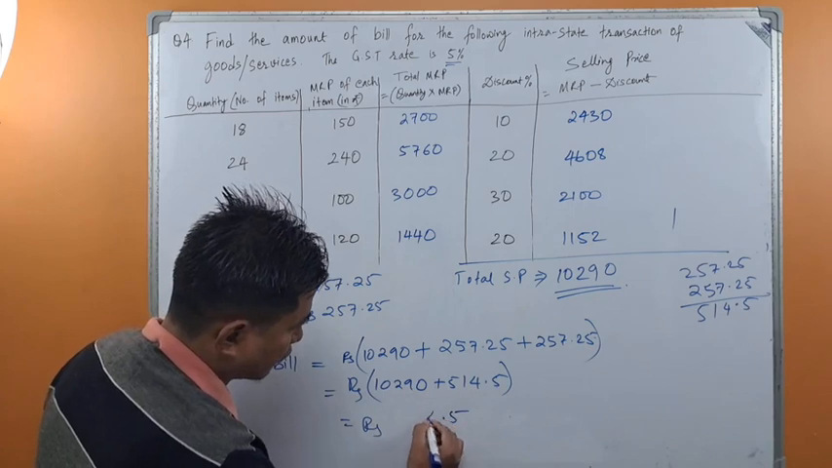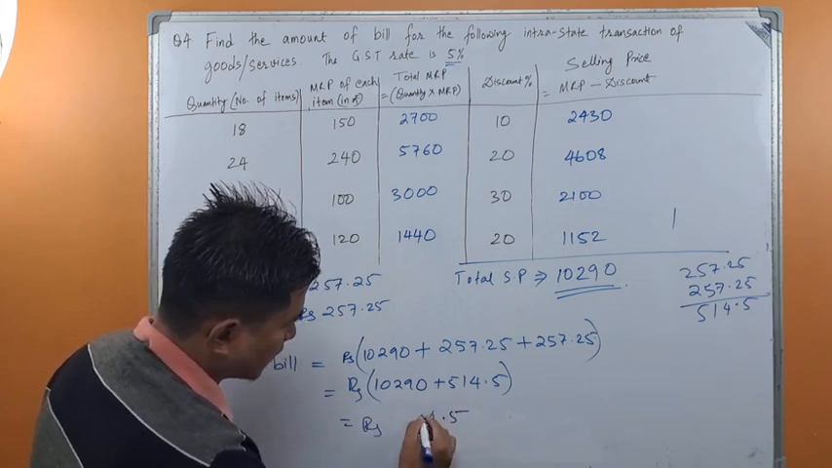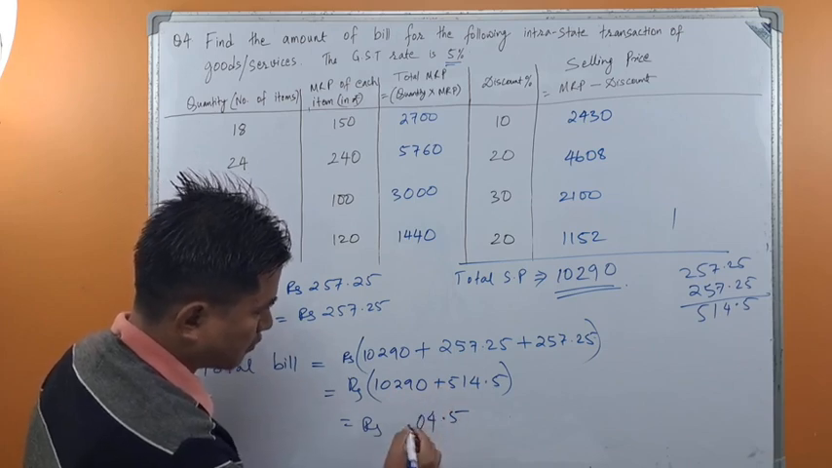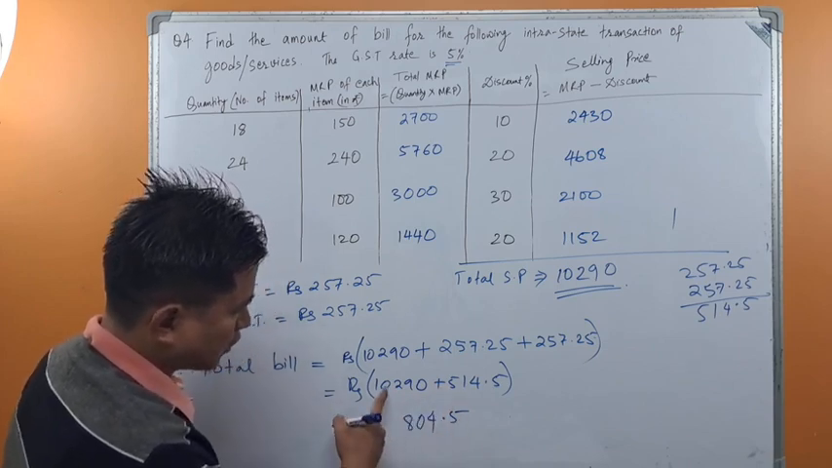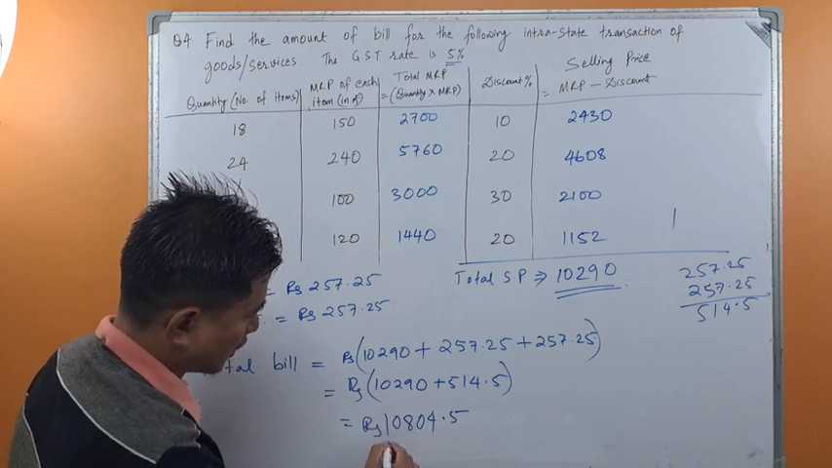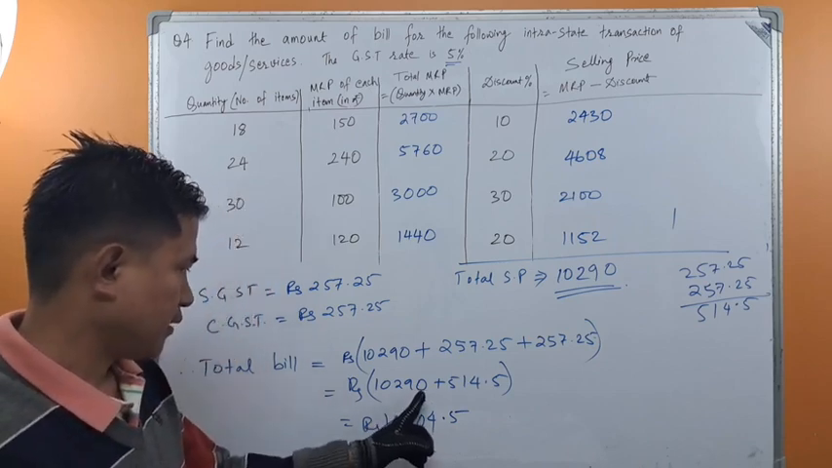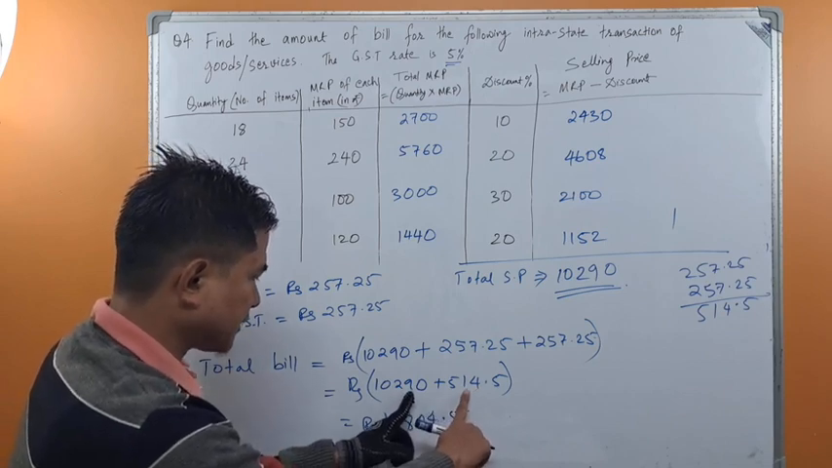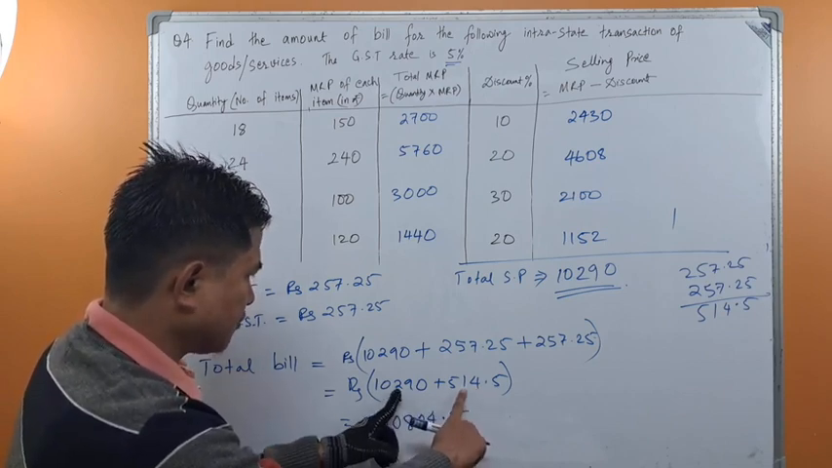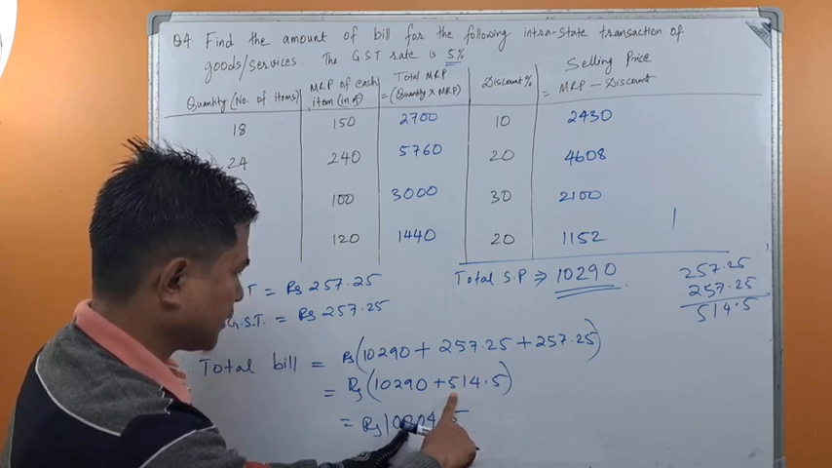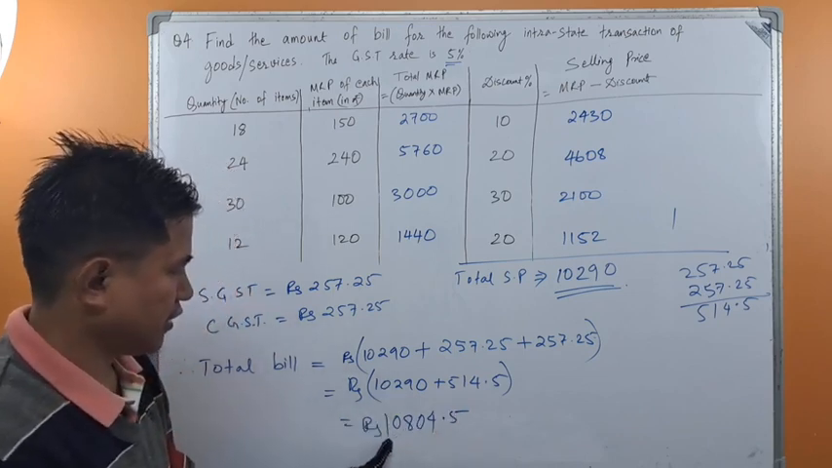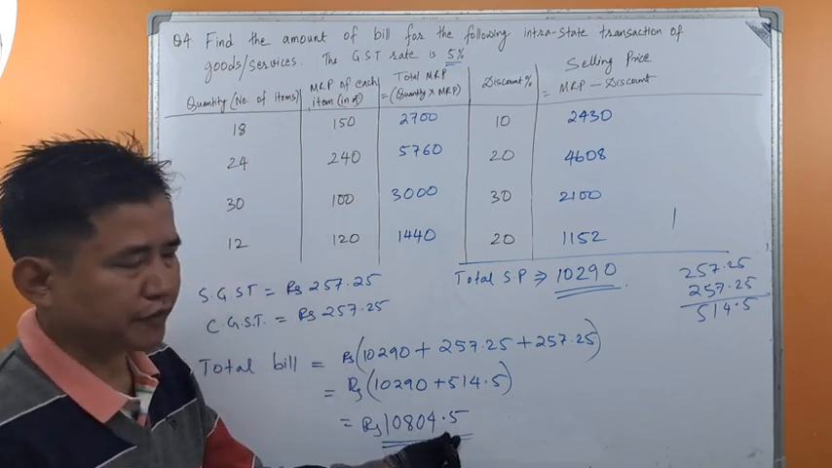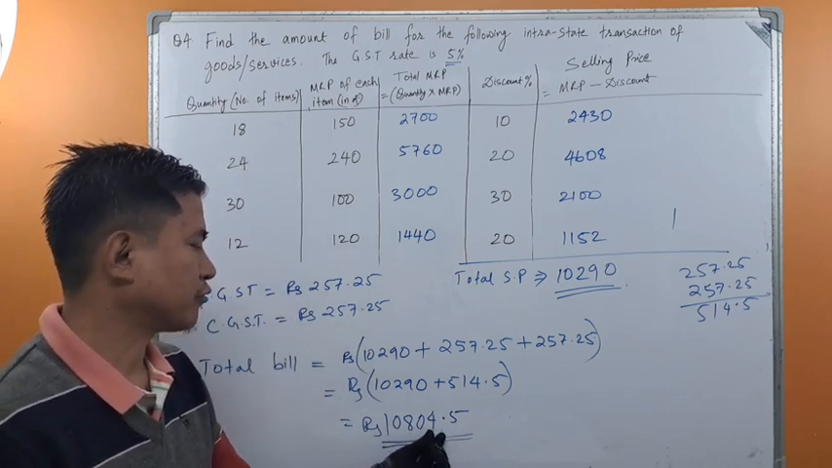10290 plus 514.5. This 0.5 we will write here. 0 plus 4 is 4. 9 plus 1 is 10. 1 in hand. 2 plus 5 is 7 plus 1 is 8. Now this 10 we will write here. So the total bill will be 10,804.5, which means 10,804 rupees 50 paise.